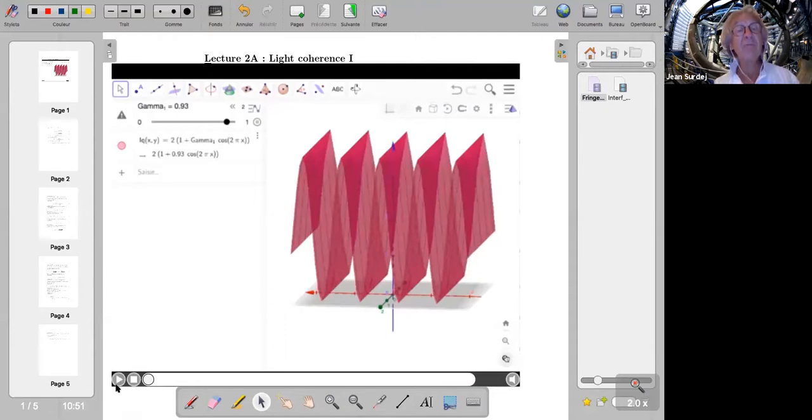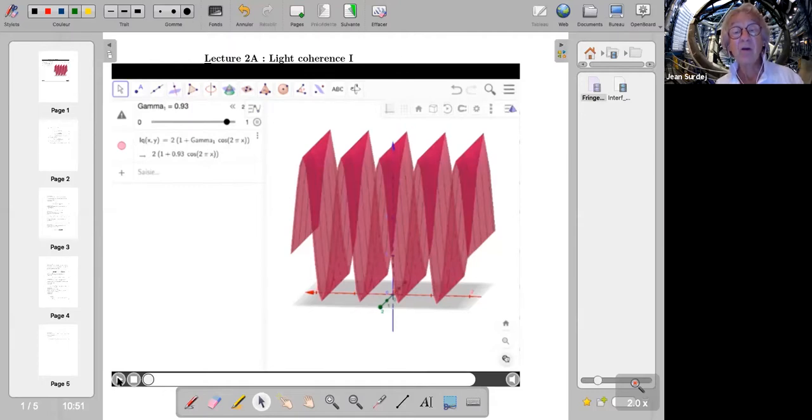So what does it represent? Here is the observer screen. The x coordinate is along this axis. The y-axis is perpendicular, in the horizontal plane, and the z-axis represents the intensity in the observer screen. So you see it's 2 times 1 plus gamma, where gamma is in fact the module of the complex degree of mutual coherence, times the cosine of the function which depends on x.